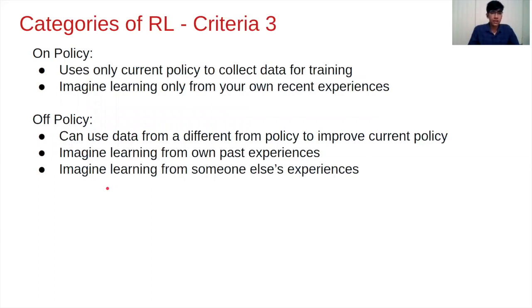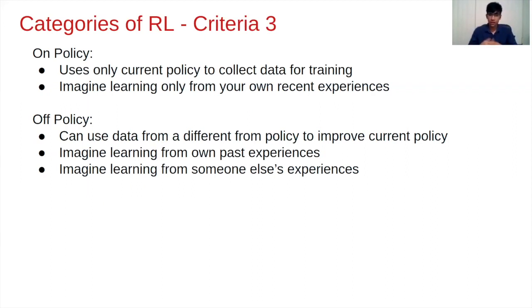And then the third criteria is off policy versus on policy. So let's look at just on policy first. On policy says that you can only use your current policy to collect data for training. Imagine learning only from your own recent experiences. Say you are trying to learn how to drive a car, and you use reinforcement learning to do it. In this case, let's say you just care about your experiences today, and you learn based only on those experiences to train your mind, your brain.